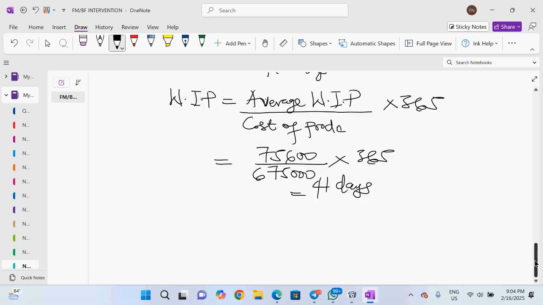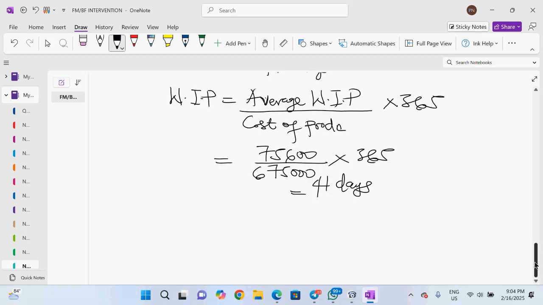And we move on to the finished goods inventory. That is the average finished goods all over the cost of sales, times 365 days. This is production, that is why I'm saying cost of production earlier. Just know the difference.